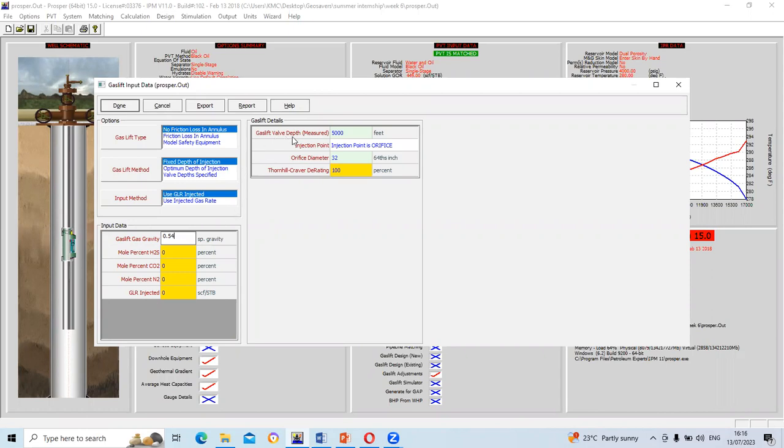You also have to put the depth at which we have the gas lift operating valve, because there are two types of valves. We have the operating valves and then we have the unloading valves. Maybe I just do a little bit of illustration on that. We have our wellbore. We have our tubing there.